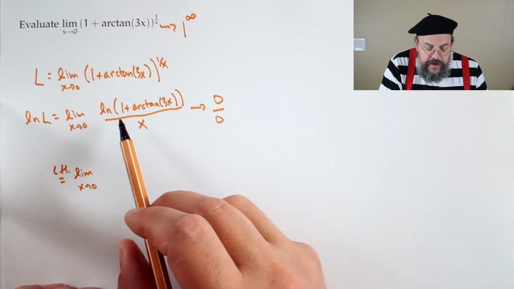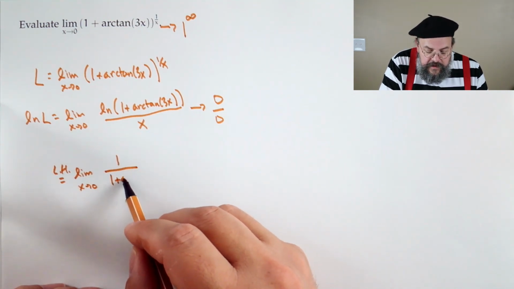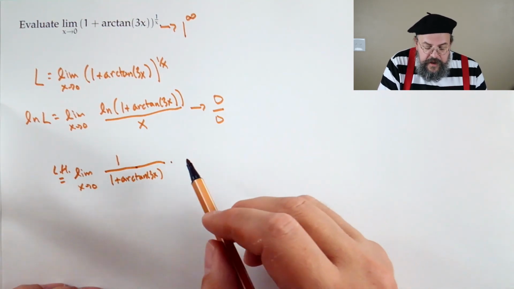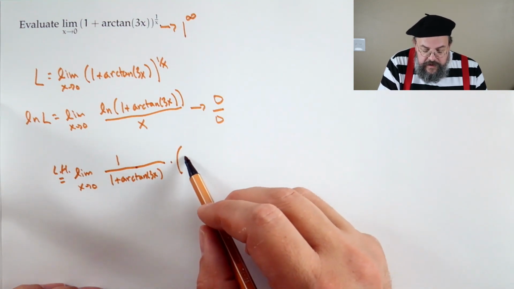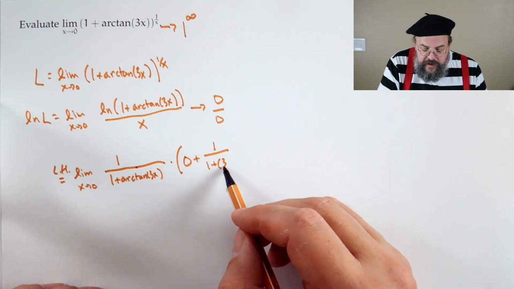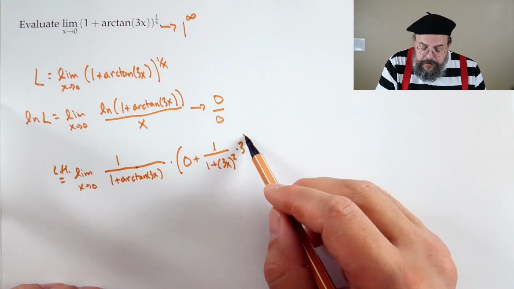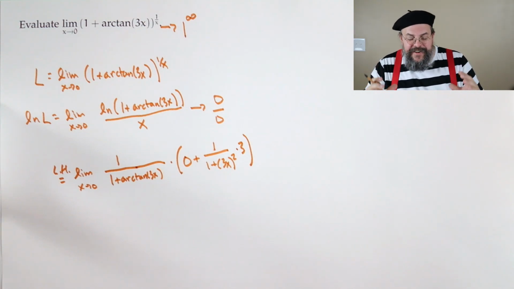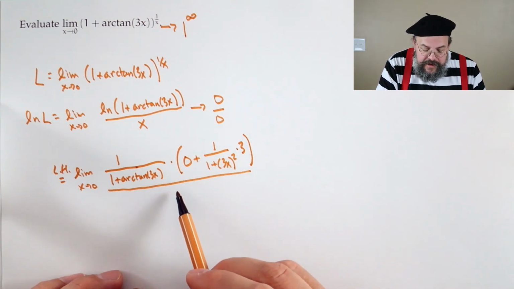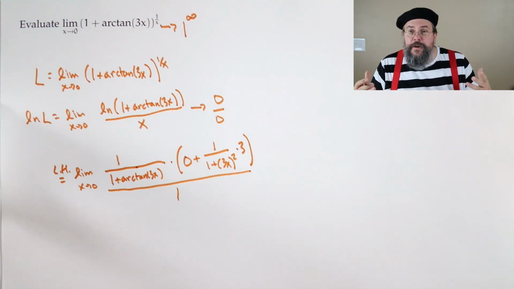All right, so here we go. When I'm taking a log of something, it's 1 over the inside, so 1 over 1 plus arctangent of 3x, times the derivative of the inside, derivative of 1 is 0, plus the derivative of arctangent of 3x, 1 over 1 plus the inside squared, times the derivative of the inside, which is 3. Okay, so that's the derivative of log of 1 plus arctangent of 3x. All of that divided by the derivative of x, which is 1.